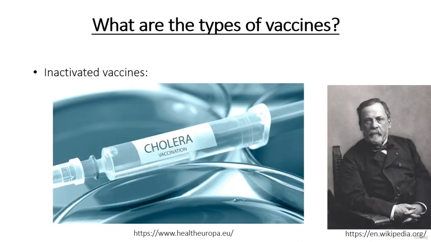Next is inactivated vaccines. They use the killed version of the germ that causes the disease. Inactivated vaccines usually do not provide immunity or protection that is as strong as live vaccines. So you may need several doses over time, or you can say you may need booster doses, in order to get ongoing immunity against disease. The first developed inactivated vaccine is the cholera vaccine by Louis Pasteur.